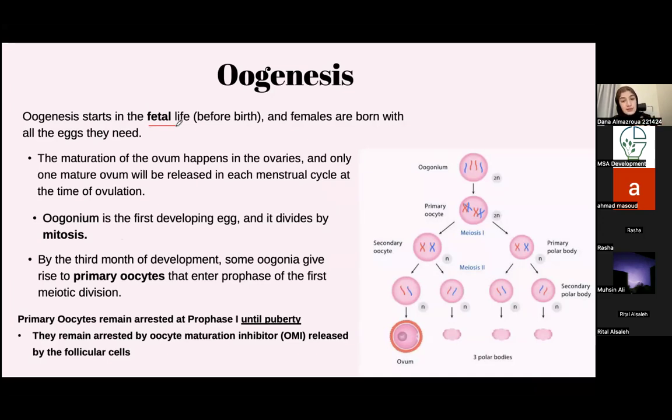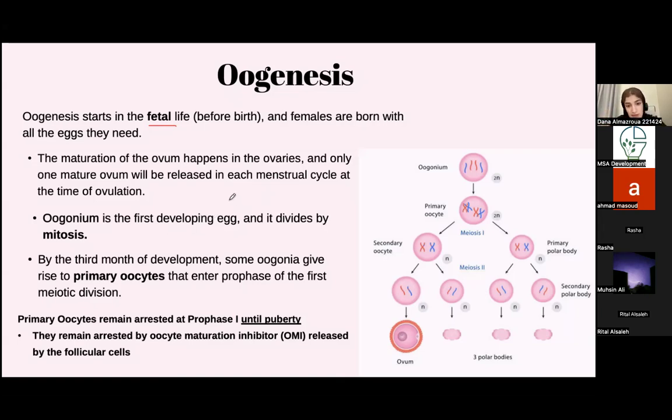So all of our eggs as females, they're formed before we're born. And we don't make any new eggs after we're born. All of them are already made. And the females are born with their eggs. Okay? So the maturation of the ovum happens in the ovaries, which are the white organs that I showed you.